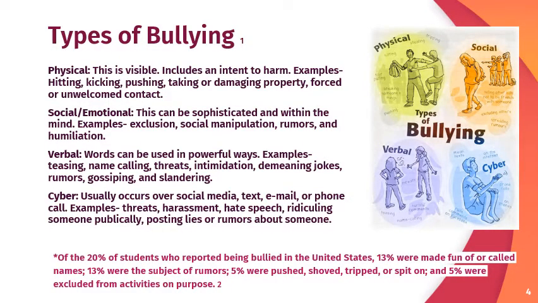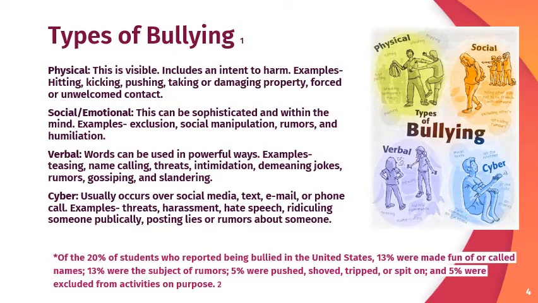There are 4 types of bullying. For physical, this is visible. It includes an intent to harm. Examples would be hitting, kicking, pushing, taking or damaging property, forced or unwelcome contact. For social and emotional, this can be sophisticated and within the mind. Examples would be exclusion, social manipulation, rumors, and humiliation.